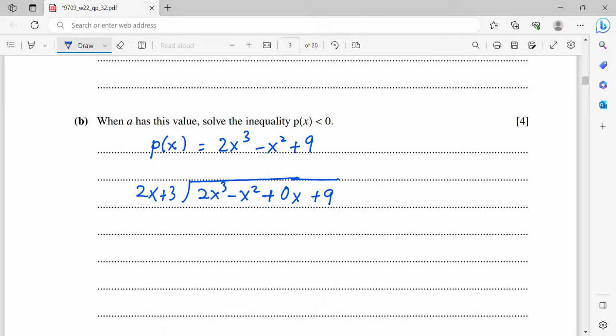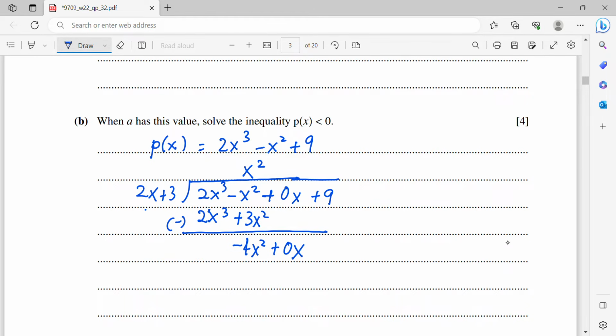Alright, so from here we need to multiply a term with 2x in order to get 2x cubed. Therefore the term must be x squared. So I will write x squared here. So x squared times 2x, I will be getting 2x cubed. The x squared times plus 3 will be plus 3x squared. Alright, then you subtract. So the first term will be 0. Second term, minus x squared minus 3x squared, will be minus 4x squared. And then bring down the 0x.